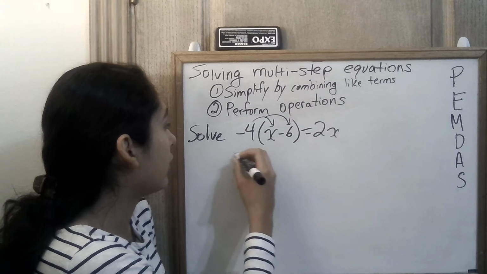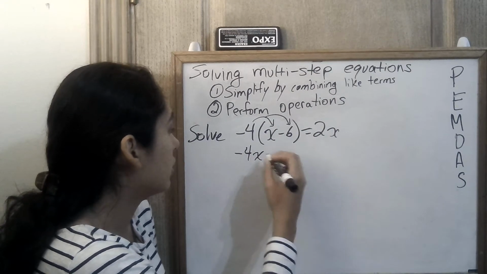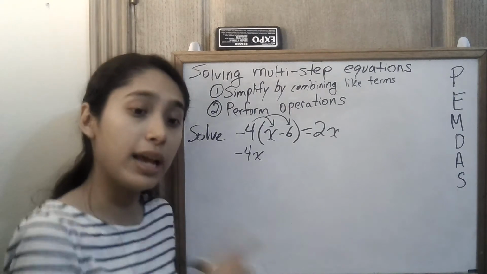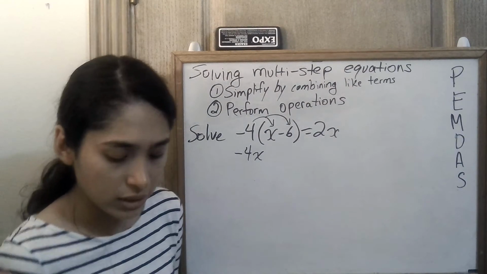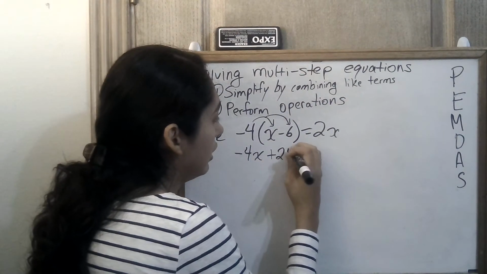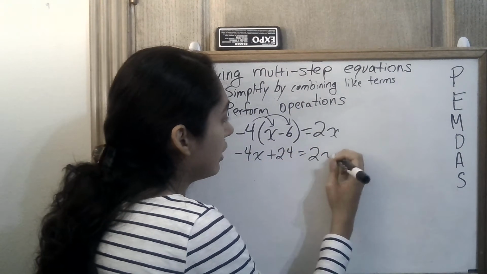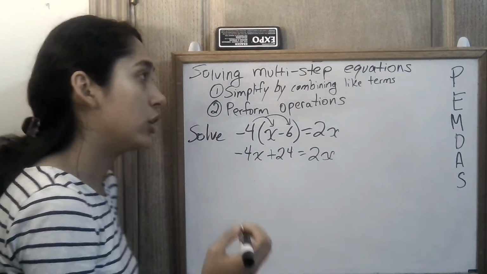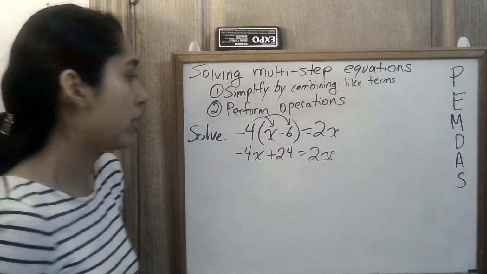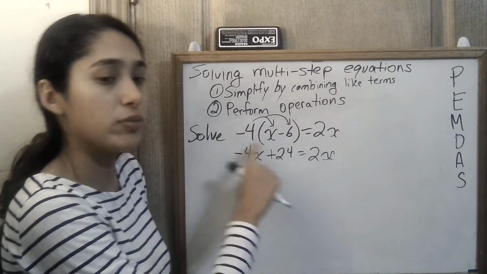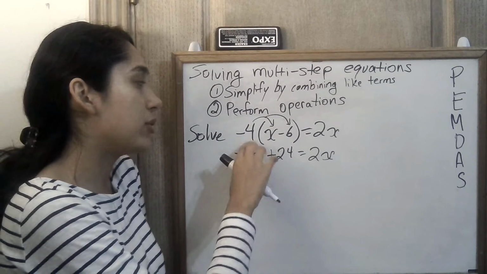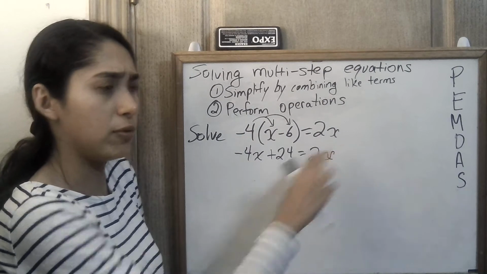First, we're going to have -4x and -4 times a -6. Remember, two negatives become a positive. We're going to end up with positive 24, or in this case, plus 24, is equal to 2x. Now, I know whatever we do on one side, we do to the other side. That is correct, but this is part of the equation. We're just simplifying it, so we don't have to recopy and do the -4.